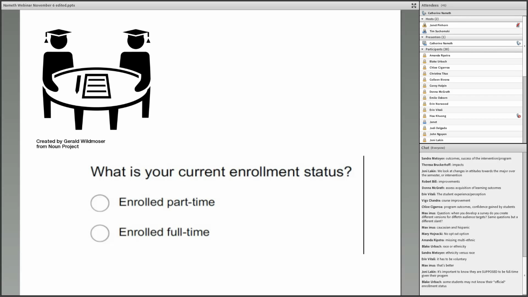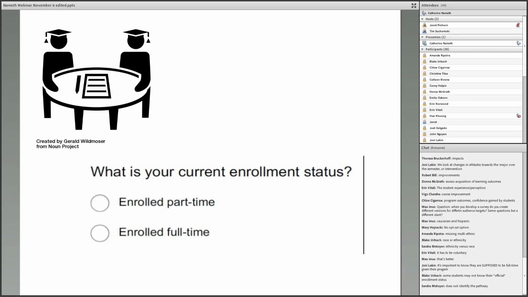So go ahead and use the chat window. Okay, so we're getting some answers in here about what is important to students or what they may or may not know, which is true. But for the purposes of our case, I was thinking more about what kind of information we will get by asking this question. The information we get is how many students took the survey, and then of those students, how many would be part-time and how many would be full-time.